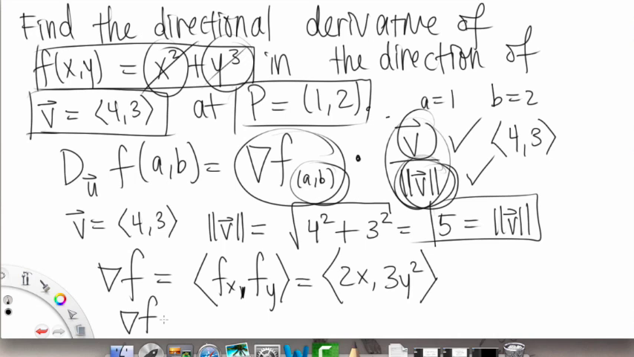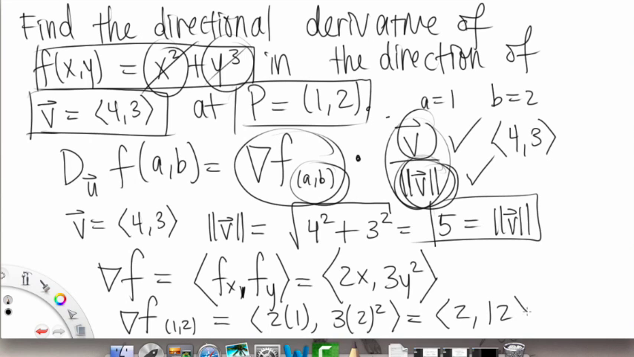So we have the gradient of f evaluated at 1, 2 is equal to 2 times, and for x we're plugging in a 1, and then we're plugging in a 2 for the y spot. So that's just going to be 2, comma 12. This is our gradient evaluated at that point. All right, so now we have basically all the pieces of the puzzle to plug in, and I will do so on the next slide.